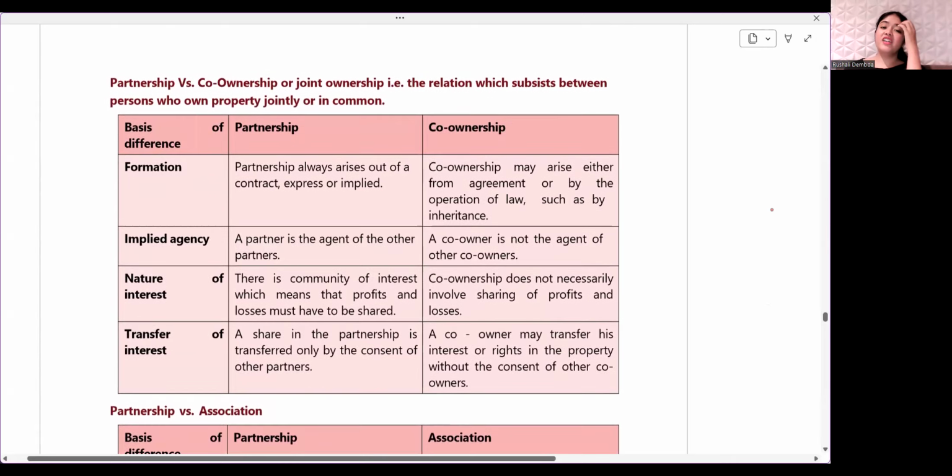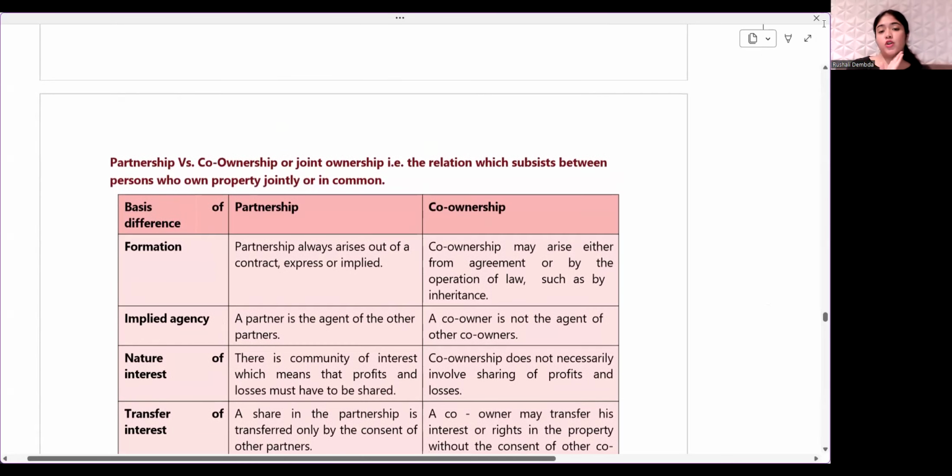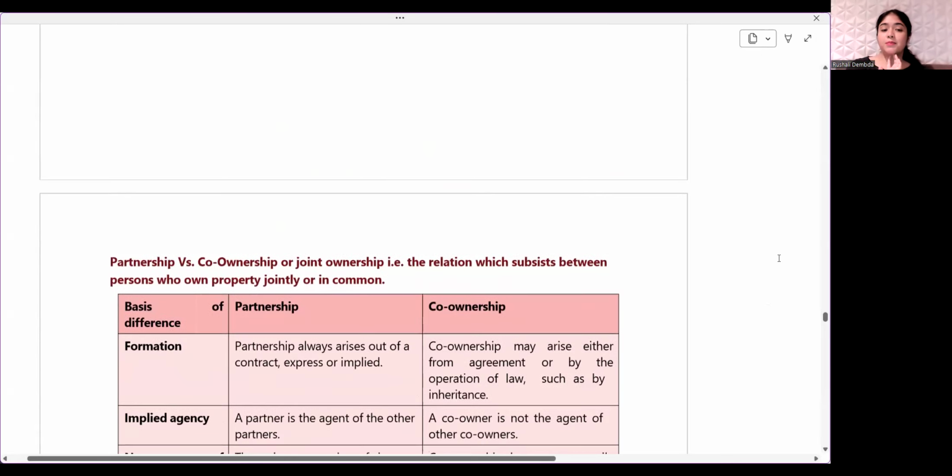Partnership versus co-ownership. Now, partnership versus co-ownership or joint ownership. It is the relation which subsists between persons who own property jointly or in common. So people who are having common property or property in common possession will be considered as having co-ownership. Now, the basis of difference. Formation: partnership always arises out of a contract, express or implied. Co-ownership may arise either by agreement or by operation of law, such as inheritance.